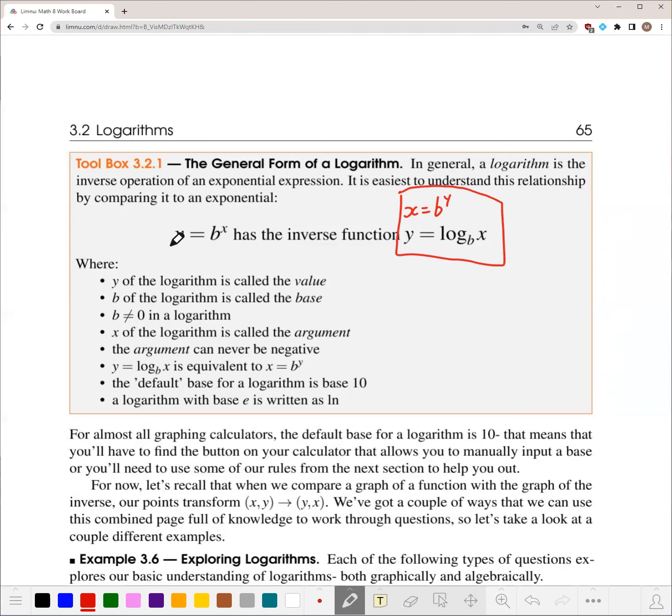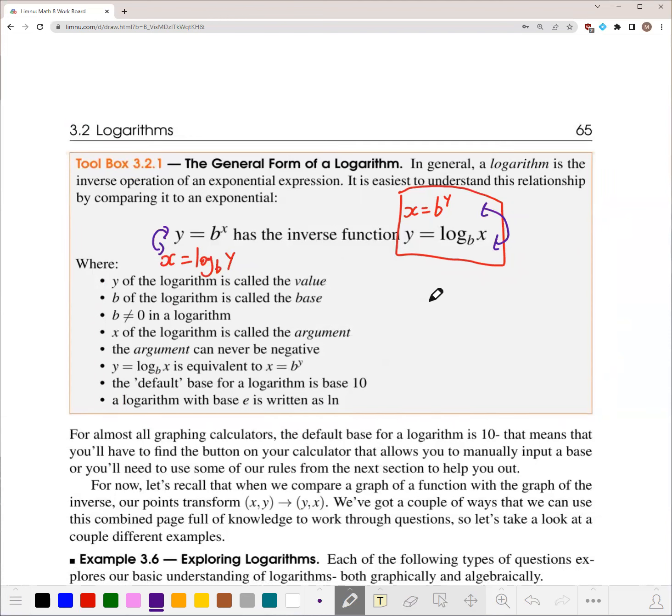So if I wanted to write this in logarithmic form, I wouldn't find y. I already know what y is, but I could write it like this: x is equal to log b of y. Okay, so there's an exponential form and a logarithmic form for any one of these statements. So these two are connected, and they're inverses of each other.